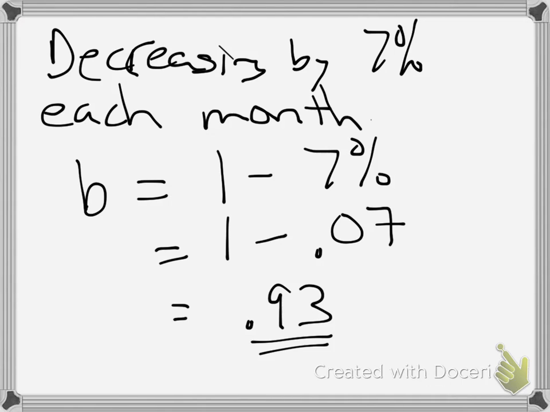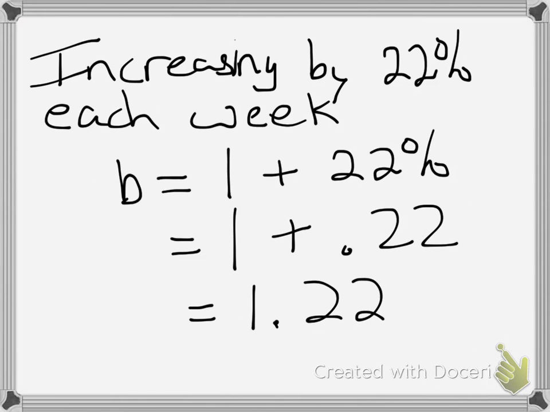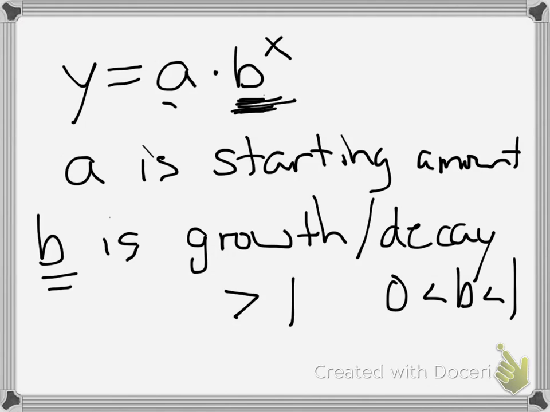or 0.93. Either way, to determine your b value, when something is decreasing, you will do 1 minus however much it is decreasing by. So in this case, coming back to the original equation, we would use 0.93 as our b value. We take our starting amount, whatever number that is, times 0.93 raised to some power. When you multiply something by 0.93, it's going to get smaller. That's what happens when you multiply by a number that is between 0 and 1. It's going to decrease.